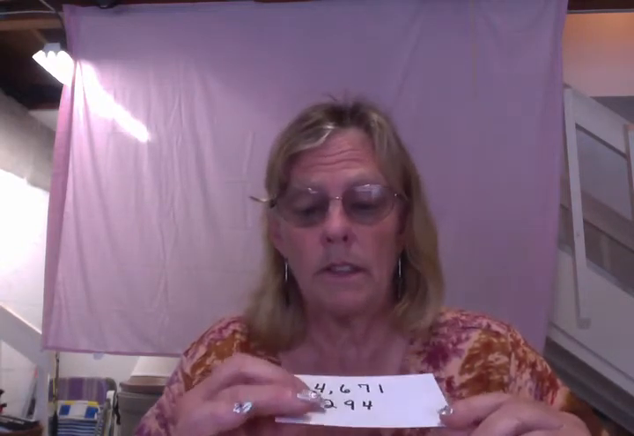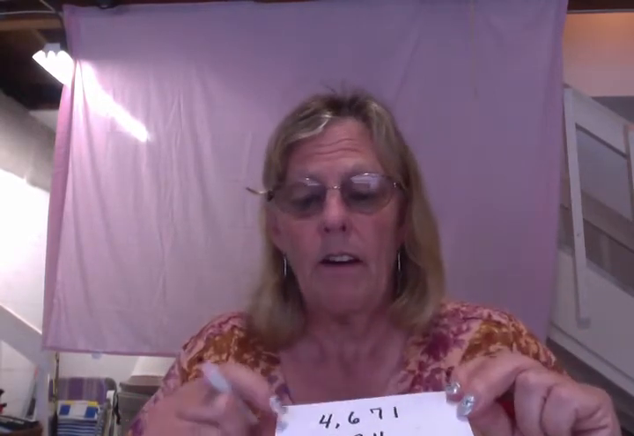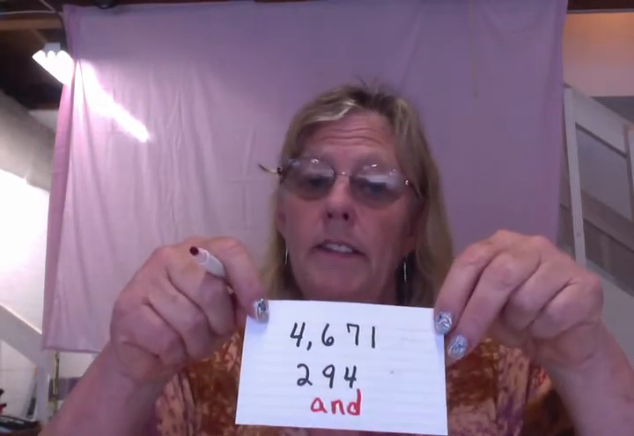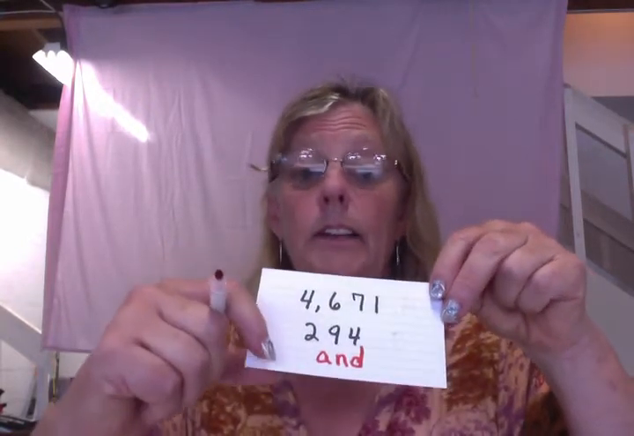So this number is 4,671. And when we read our numbers, that's the way we need to read it. 4,671, 294. Oftentimes you will hear people putting in this word, and it's not supposed to be there. But we do it anyhow. And the word is and. How many times have you heard people say 4,671? Yeah, I do it all the time. What about 294?